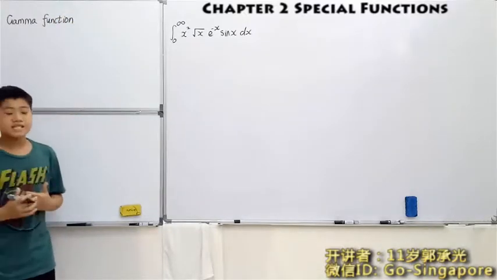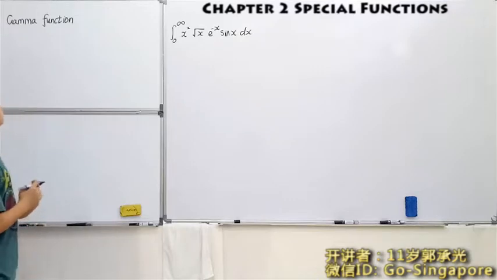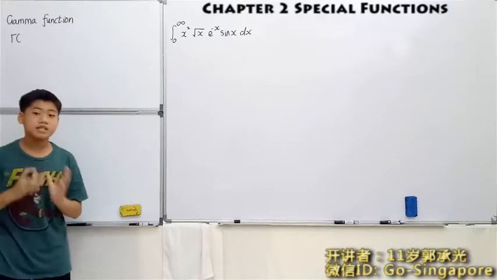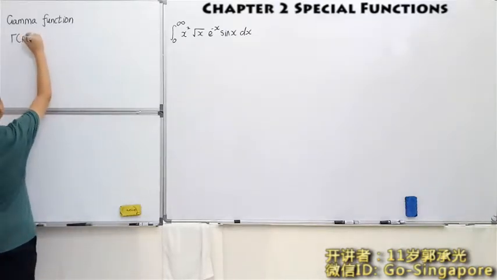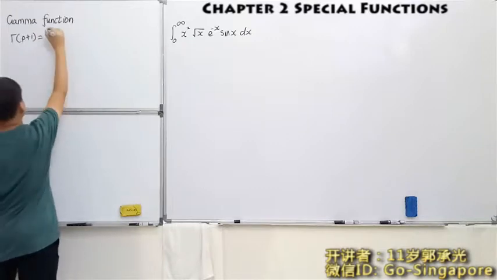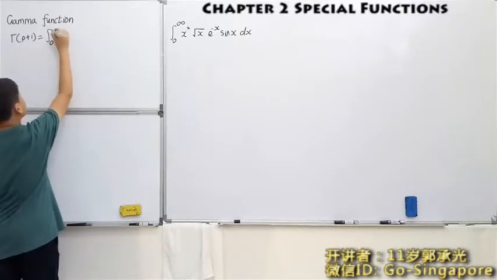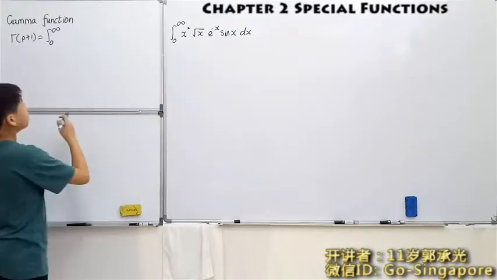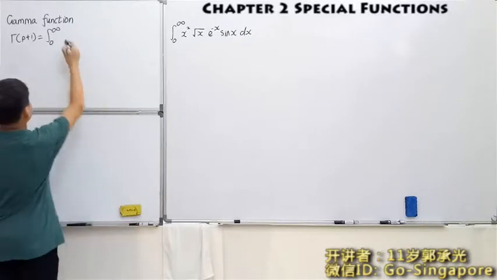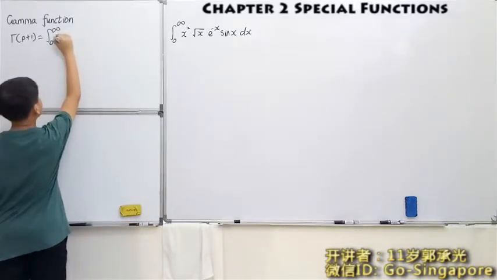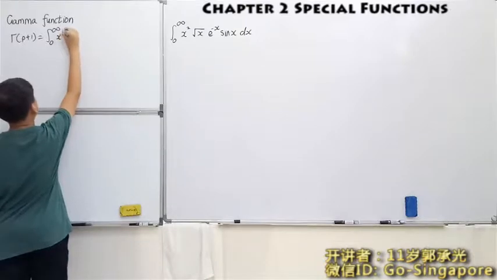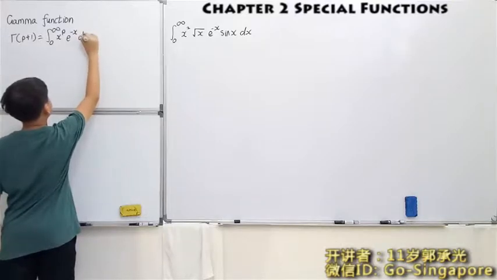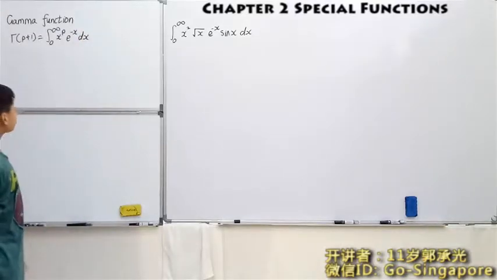We need to know what its definition is. For the gamma function, you write it like this. And let's say, for example, inside we have a p plus 1. Then for this, you'll integrate 0 to infinity. Okay, this boundary is the same. But later we'll need to see whether it is still the same. Then x to the power of p and e to the power of negative x dx.